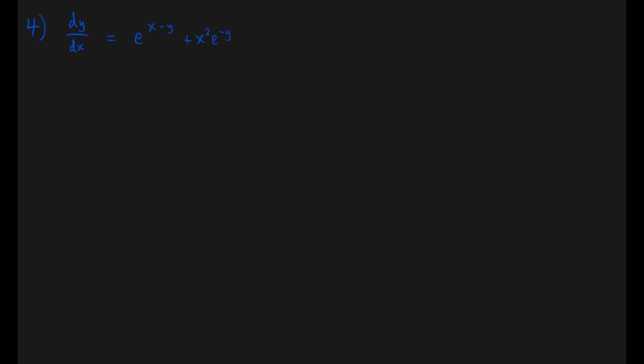Well, it's always important not to overthink, not to overcomplicate things. And remember our fundamental rules. We know from our exponential rules that e to the x minus y is the same thing as e to the x times e to the negative y. This is something we learned in pre-calculus and algebra 2. It's just how exponents work. So we can rewrite the equation as that.